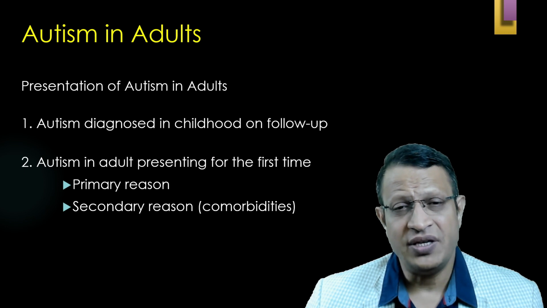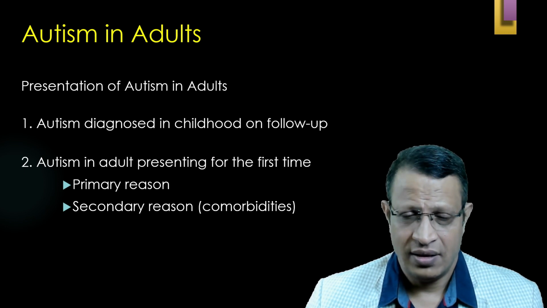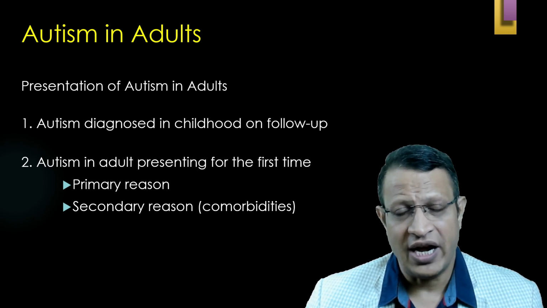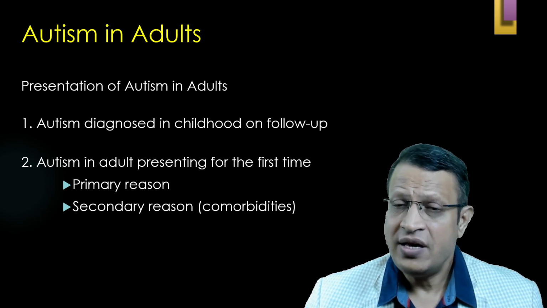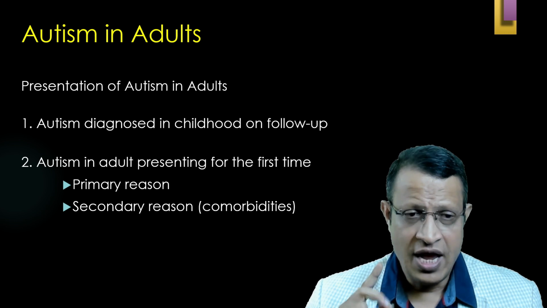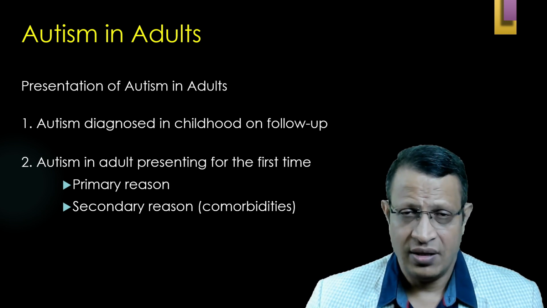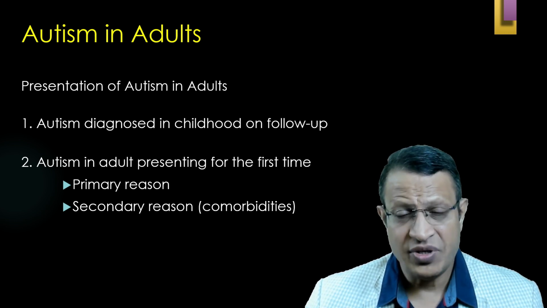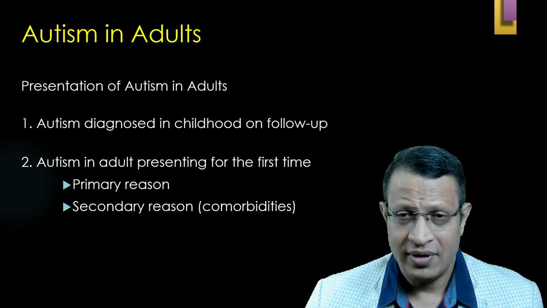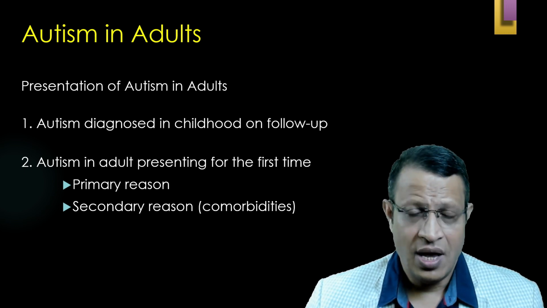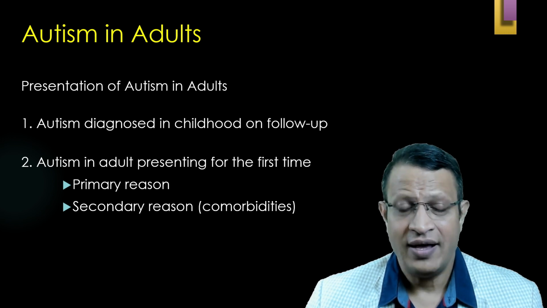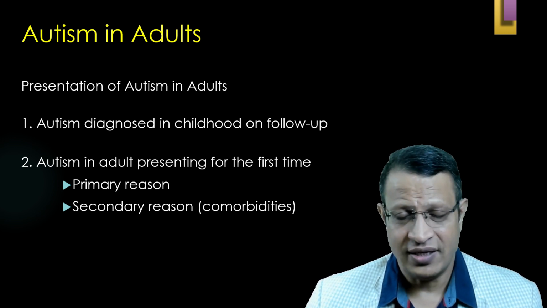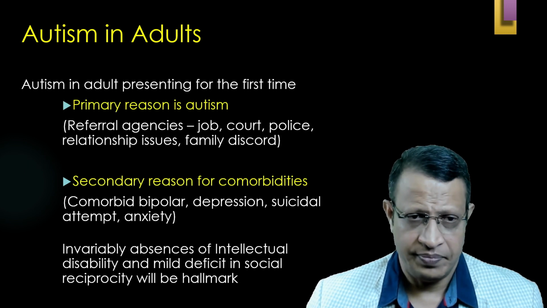Let's understand the presentation of autism in adults. Autism is diagnosed in childhood, and as they grow up they undergo follow-up; this is one set of population. The second set of population is where autism is diagnosed for the first time in adulthood. There may be two reasons: a primary reason and a secondary reason for consultation. Let's look into both of them.